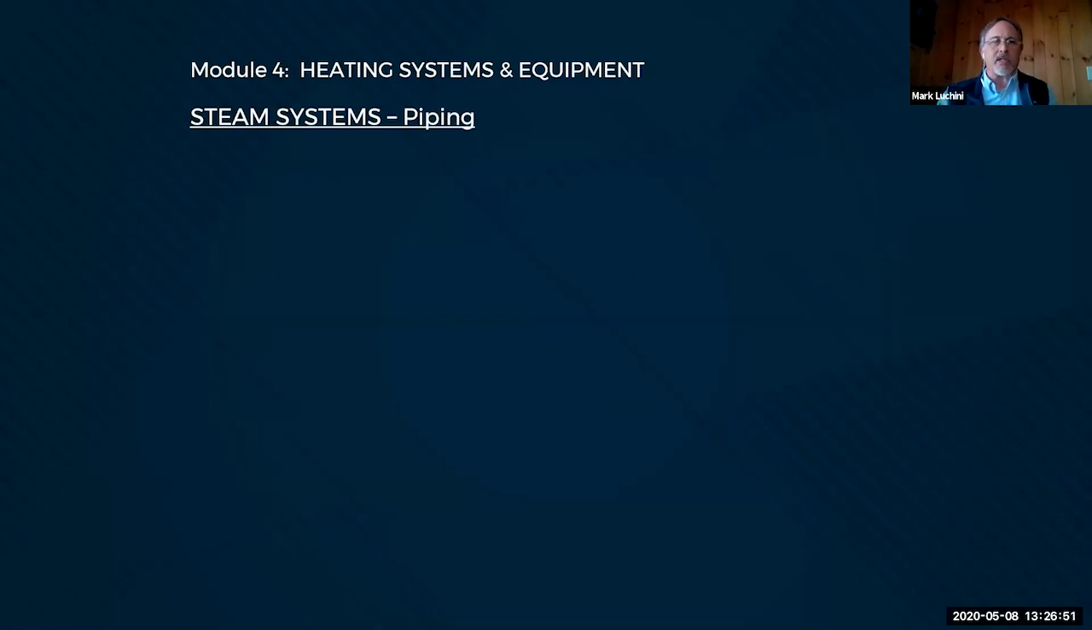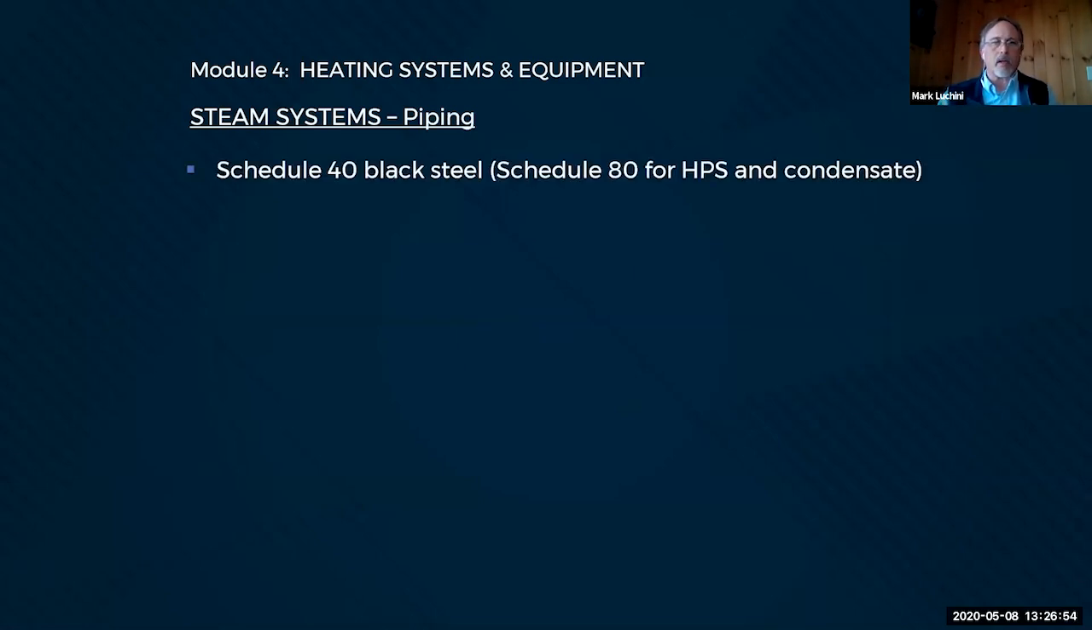Let's talk about how we pipe a steam system. Typically, the material you're going to use for a steam system is Schedule 40 black steel or carbon steel. For high pressure steam and for condensate lines, we'll use Schedule 80, which is a thicker wall. Condensate does tend to have some acidity to it and will basically corrode a pipe quicker than the steam side will, so they'll use the heavier wall on the condensate side to increase the lifetime of the system.